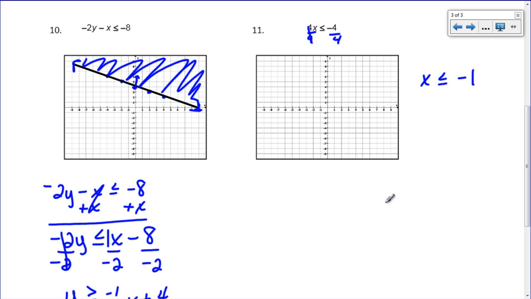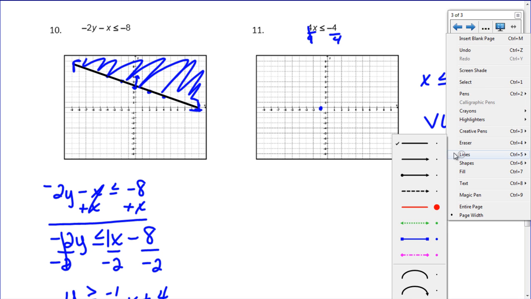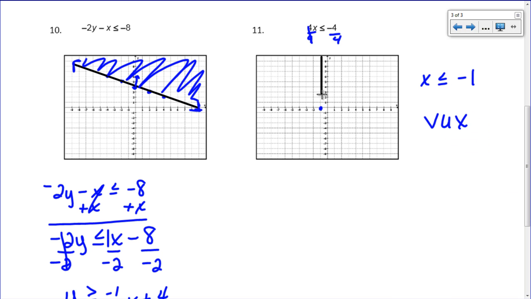If you remember the acronyms that we learned, X and no Y means it's going to be a VUX kind of a line. Because the X is by itself and there's no Y, and that V means vertical. So I'm going to have a vertical line where X is -1. Well, X equals -1 right here. So I need a vertical line that passes through that, and because it says or equal to, I get to draw a solid line. So I'm going to draw a solid line right through where X equals -1.